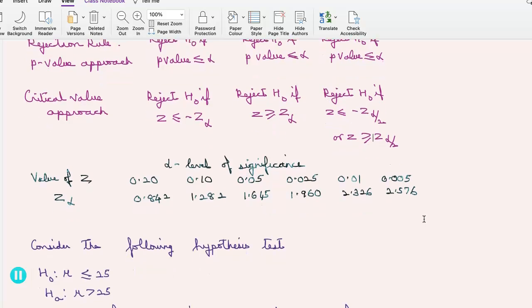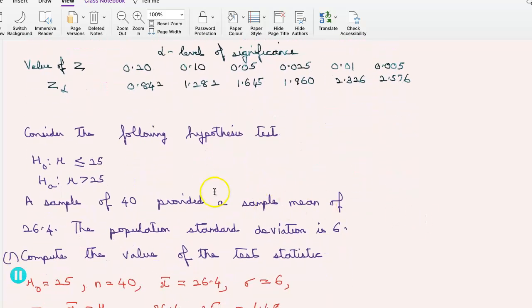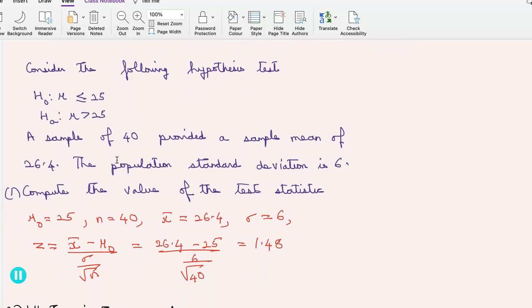Coming to problem solving, consider the following hypothesis test. H0 is mu less than or equal to 25, HA is mu greater than 25, so it's the upper tail test. A sample of 40 provided a sample mean of 26.4. The population standard deviation is 6. Compute the value of the test statistic. Now what are the parameters given here? Mu naught is 25, n is 40, x bar is 26.4, sigma is 6.